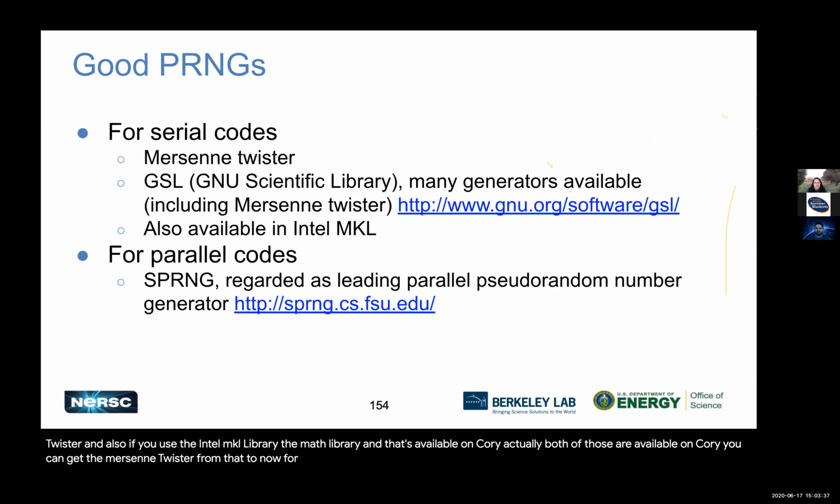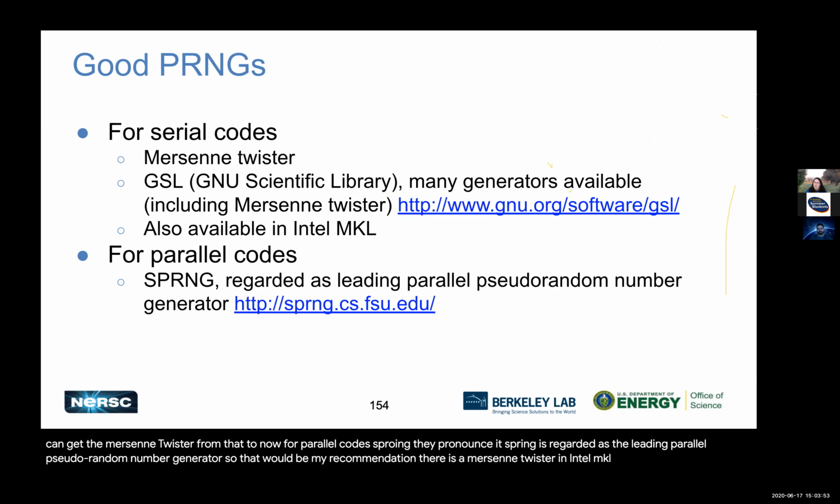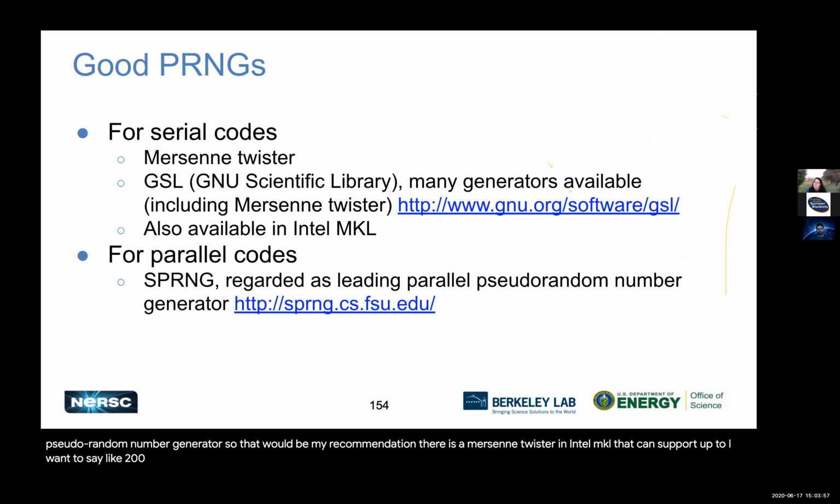Now for parallel codes, SPRNG, pronounced "Spring," is regarded as the leading parallel pseudo-random number generator. So that would be my recommendation. There is a Mersenne Twister in Intel MKL that can support up to, I want to say, 256 streams of pseudo-random number generation. But if you need more than that, you should use SPRNG.